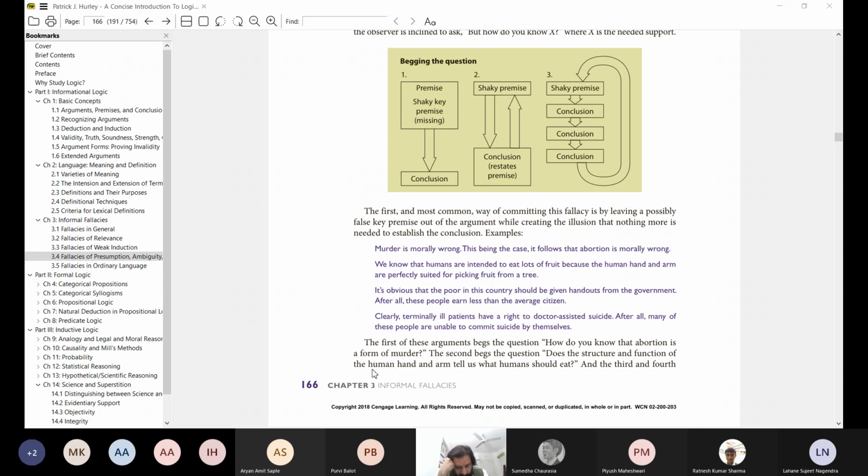I think it sounds a little bit more complicated than it needs to be, in the sense that I think the simpler shaky key premise might be: terminally ill patients who want to kill themselves should be able to do so, and it should be prevented.